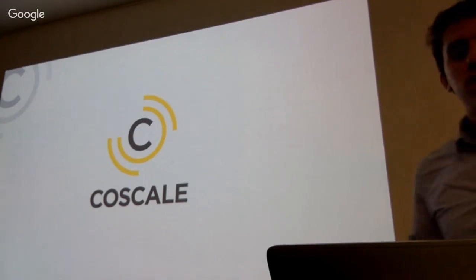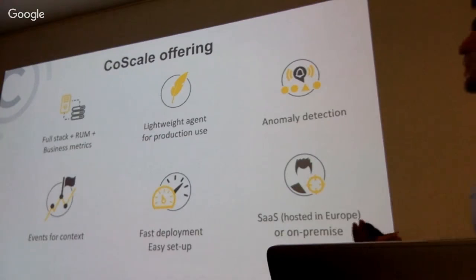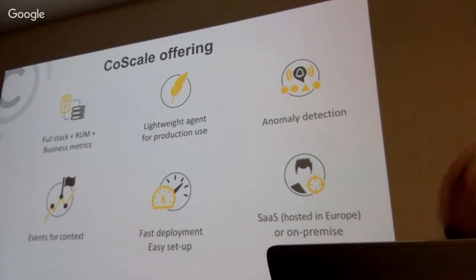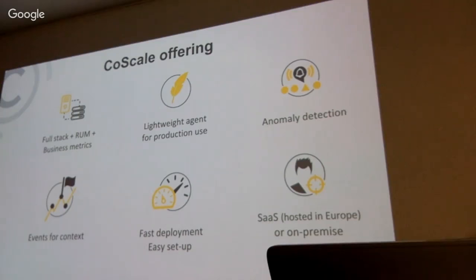Okay, so let's talk about CoScale a bit. At CoScale, we offer a full stack performance monitoring platform specifically built for microservice environments. With full stack, I mean all the layers, all the components we talked about earlier. The CoScale platform has been built for production usage. So we use a lightweight agent that you can easily install on each of your nodes, allowing you to keep track of all important performance metrics in a production environment.